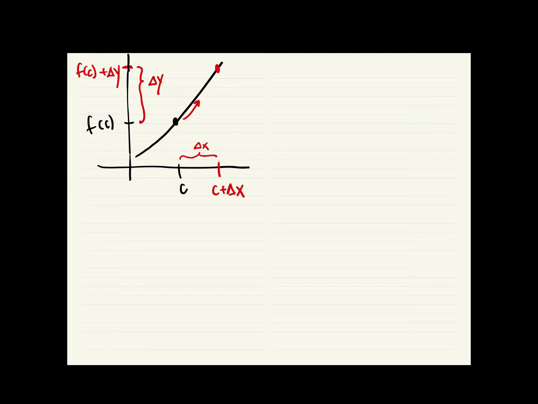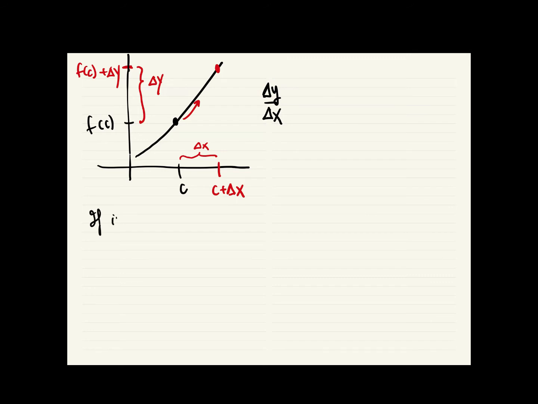And what we're going to look at is this ratio, delta y over delta x. It's going to be like a conversion factor. The delta y over delta x is going to tell us that if I increase the input by so much, the output is going to increase by that factor.